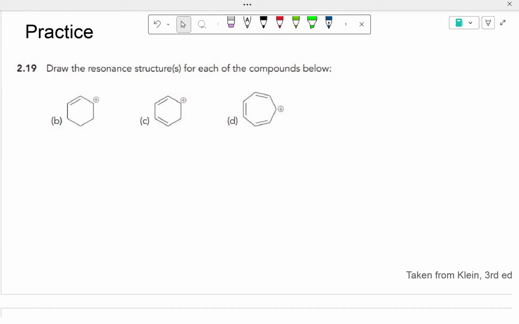Okay, so first thing we're going to do is just kind of recognize if this fits one of our trends. So we got a carbocation, and that carbocation is in the allylic position because the carbon there is attached to a carbon-carbon double bond. So I'm going to show those pi electrons moving over. And now the positive charge is over here.